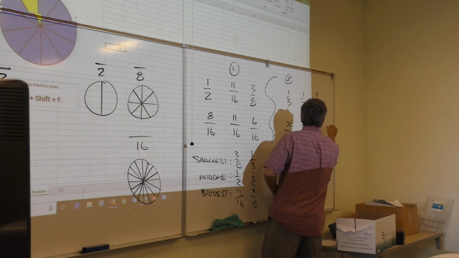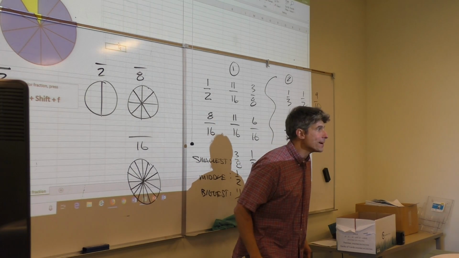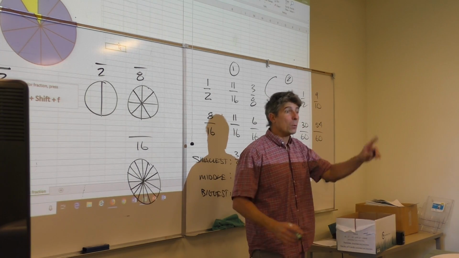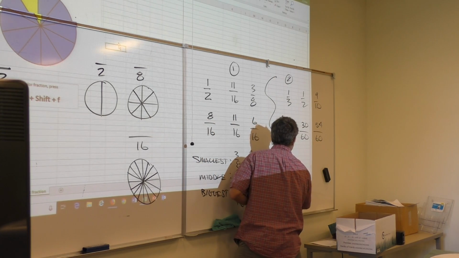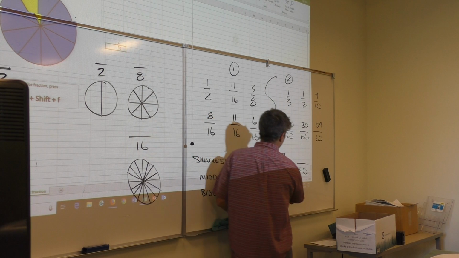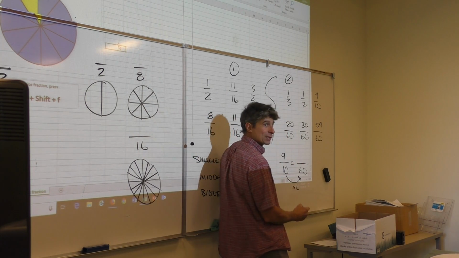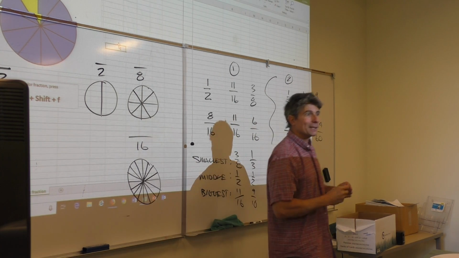Now, for those of you that are like, how the heck are we getting these numbers? You're using method 1. This is not new. This is week 1 stuff. For example, you're trying to go from 9/10 to something out of 60. To go from 10 to 60, you're multiplying by 6. To go from 9 to whatever, you multiply by 6 to get 54. It's not magic. We're using method 1.